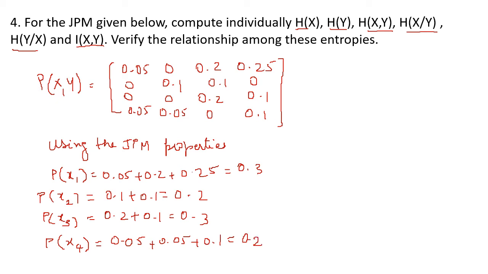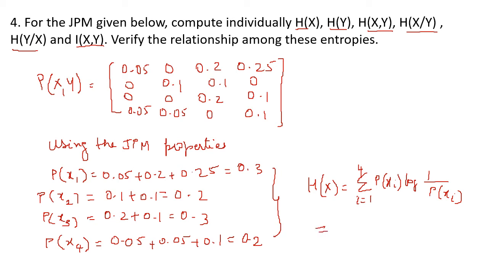Now we know all the input symbol probabilities, that is the P of xi's. So we can write H of x equal to summation i equal to 1 to r, and r is equal to 4 here, P of xi into log of 1 by P of xi. Substitute all these probabilities and find the entropy. So H of x for the given problem will be equal to 1.971 bits per message symbol.